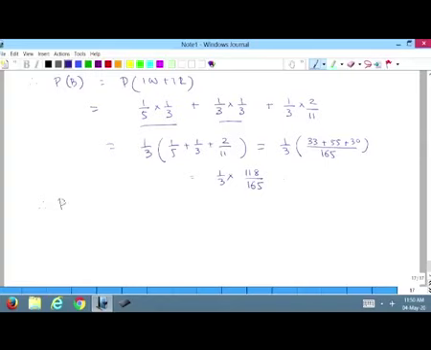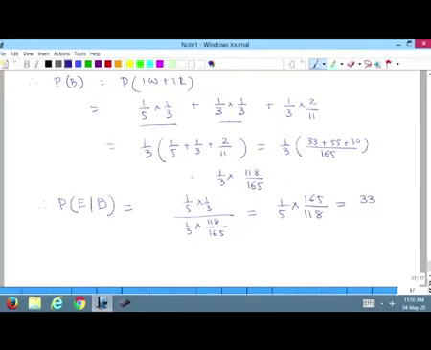Therefore, probability of bag A given 1 red and 1 white is equal to 1 by 5 into 1 by 3 upon 1 by 3 into 118 upon 165, which is equal to 1 by 5 into 165 divided by 118, which is equal to 33 upon 118.